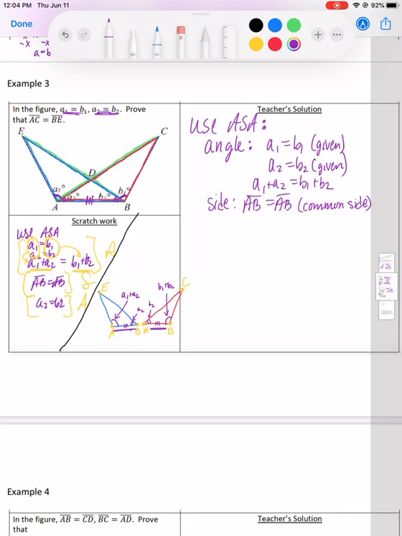And then the last angle correspondence is A2 is equal to B2, which was given. Okay, I've established my three correspondences, and now I can say that the two triangles are equal. So triangle EAB is congruent to triangle CBA from ASA.